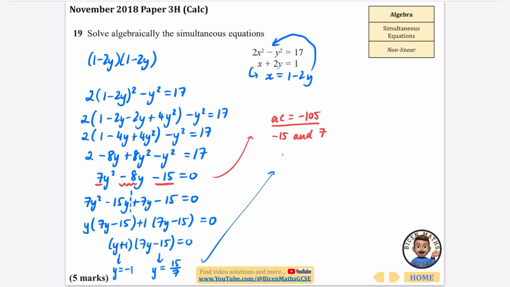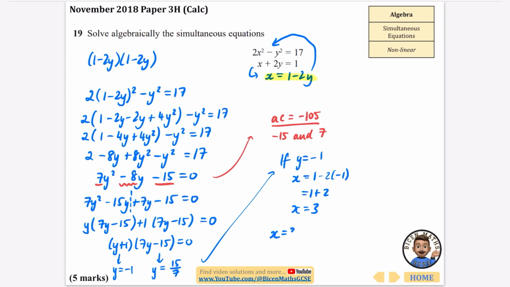Now coming up here, if y equals minus 1, I'm going to use this rearranged thing that we have. I'm going to say that x is equal to 1 minus 2 lots of minus 1. Again, you could type this on a calculator, but that is literally just 1 plus 2, which is 3.